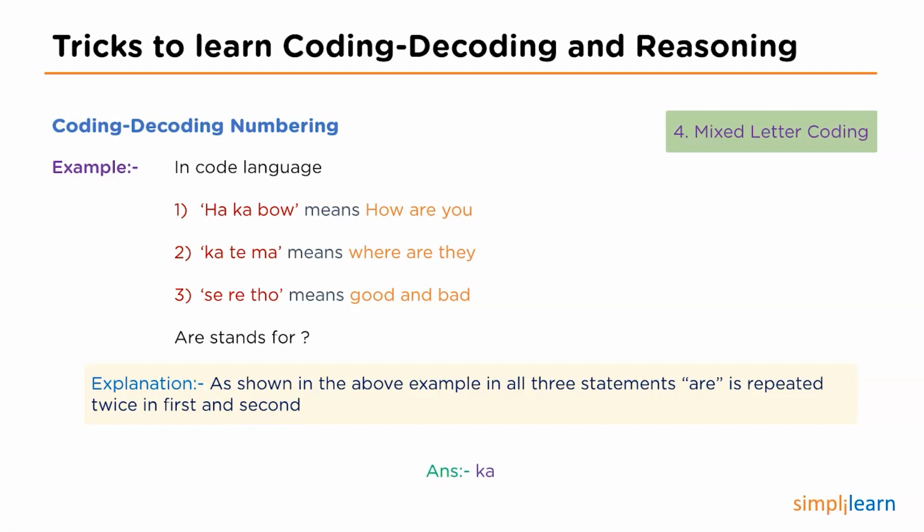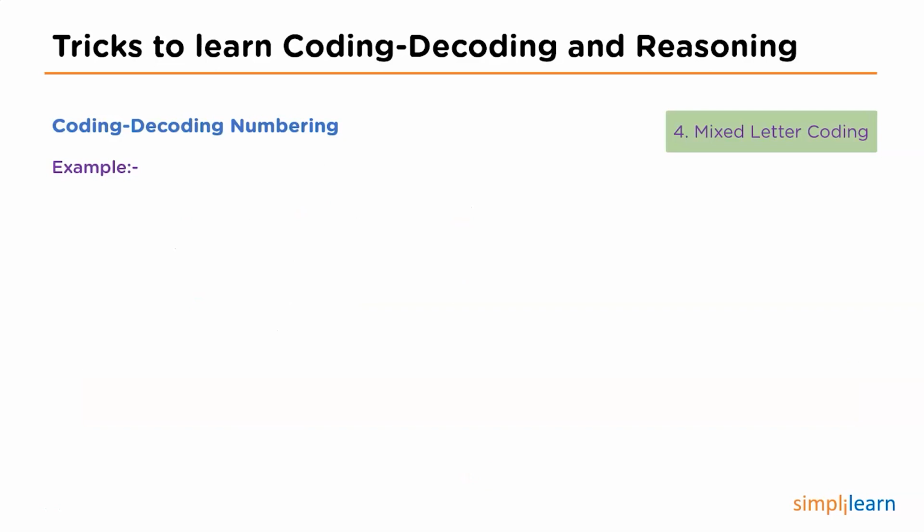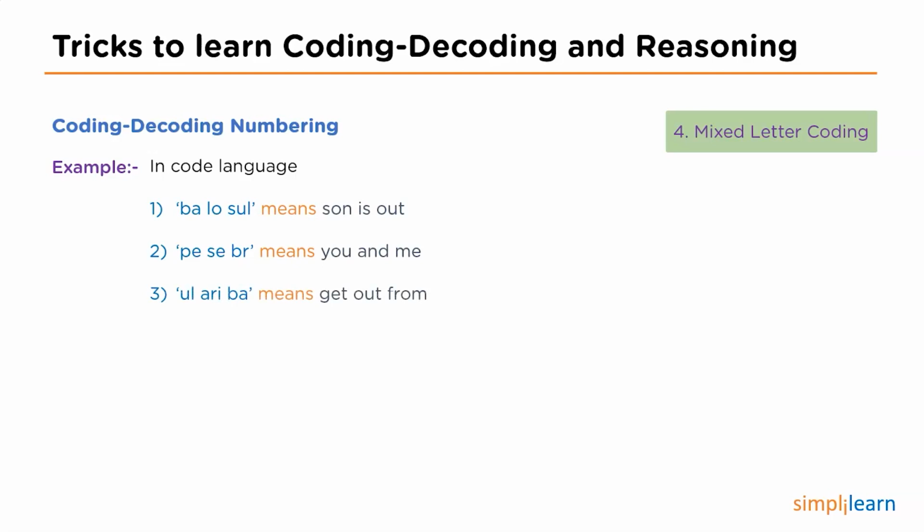Now let's have a look at the second example for more understanding. We have, in a code language, Ba lo sol means sun is out. Pe se ba means you and me. Ul ari ba means get out from. Then what does out stand for?